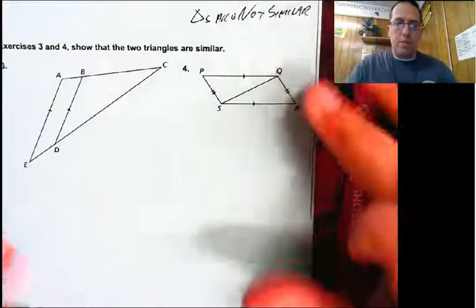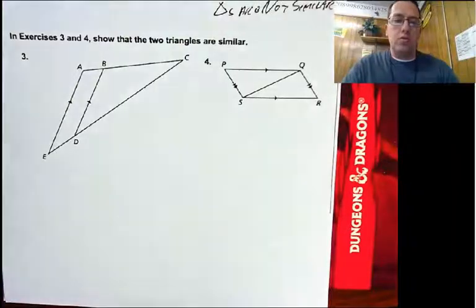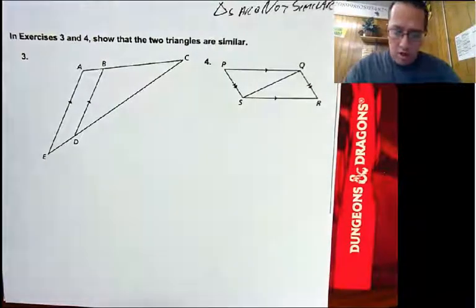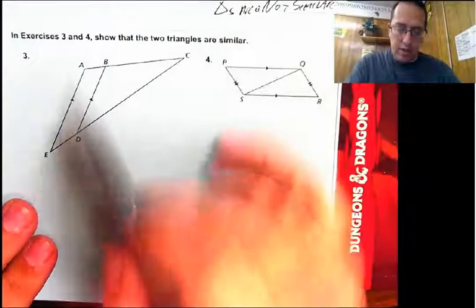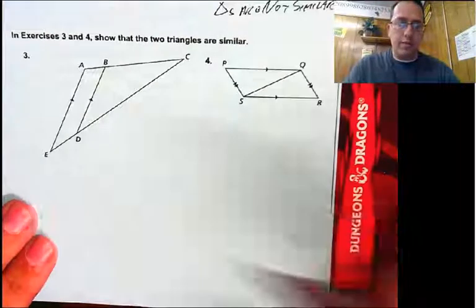Okay, let's take a look at 3 and 4. In exercises 3 and 4, we want to show that the two triangles are similar. So it's telling us these are similar, prove it. Okay, so number 3, we have triangle ACE, the big triangle, and then we have triangle BCD, this little one inside of it.